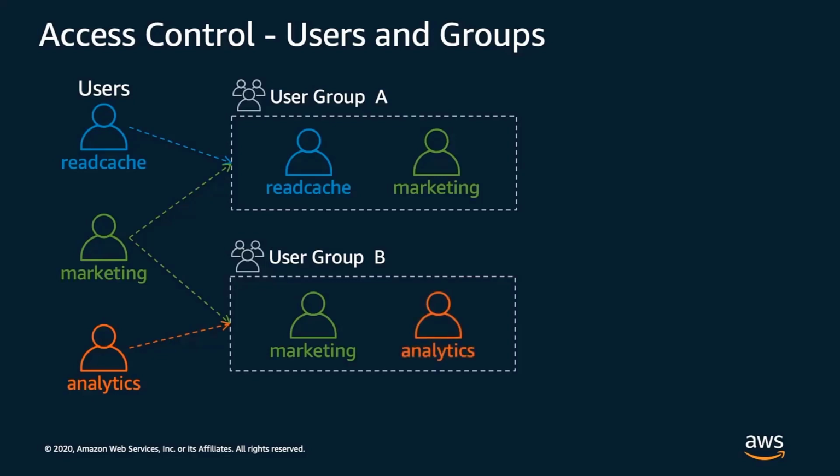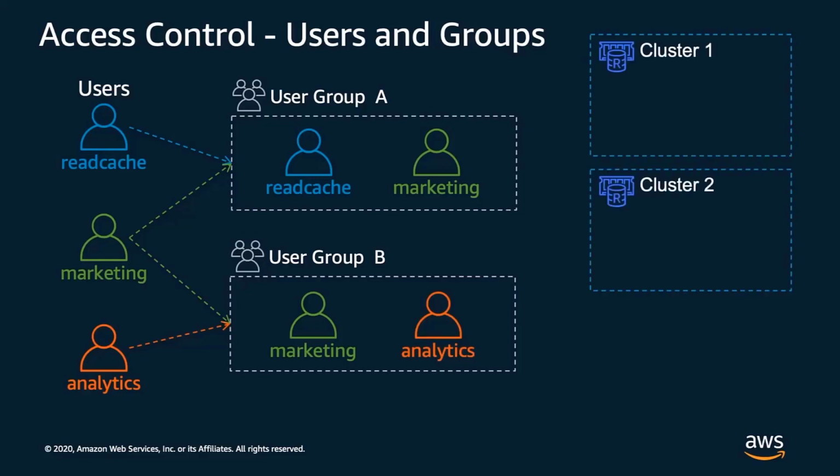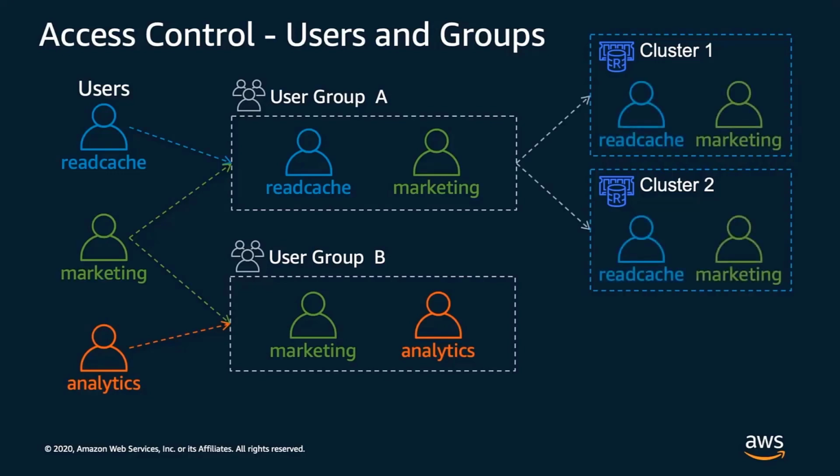Now, when we create or modify an ElastiCache for Redis cluster that supports access control, which means it must be running Redis version 6 or newer, then we have the option to assign a user group to that cluster. So here we're assigning user group A, which contains the read cache and marketing users, to clusters 1 and 2. When we do this, it will create those users on that cluster, and you can use those user accounts to connect to any node in the cluster as well. You can probably start to see how this is going to simplify management of user accounts across your clusters.